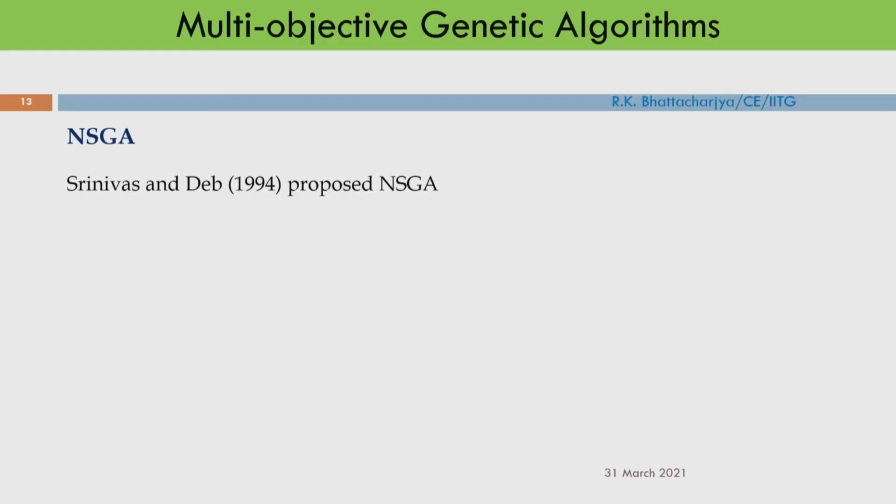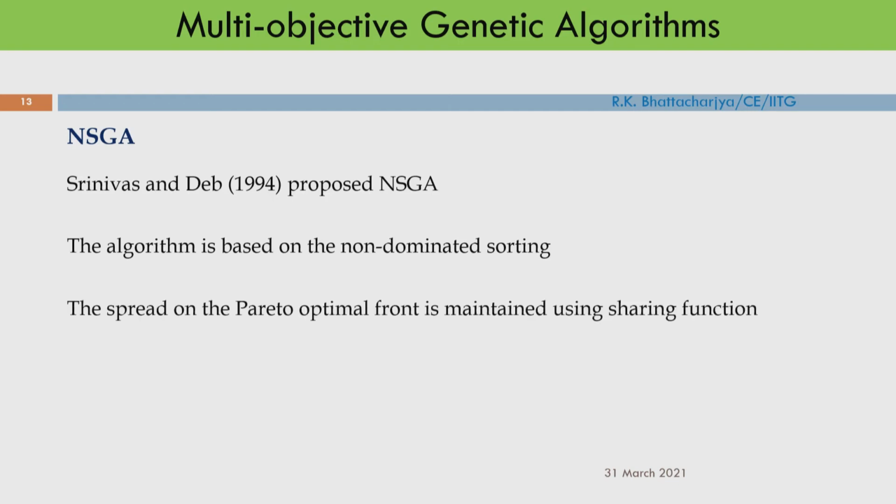The next algorithm is NSGA, that is the non-dominated sorting genetic algorithm. This algorithm was proposed by Srinivas and Deb in 1994. The algorithm is based on non-dominated sorting. The spread on the Pareto optimal front is maintained using a sharing function. So, the algorithm is based on the non-dominated concept and the spread was maintained using the sharing function value. As I said, when you are using a sharing function value, it is a parameter based algorithm, that means you have to define the value of sigma. That is the main disadvantage of this algorithm.